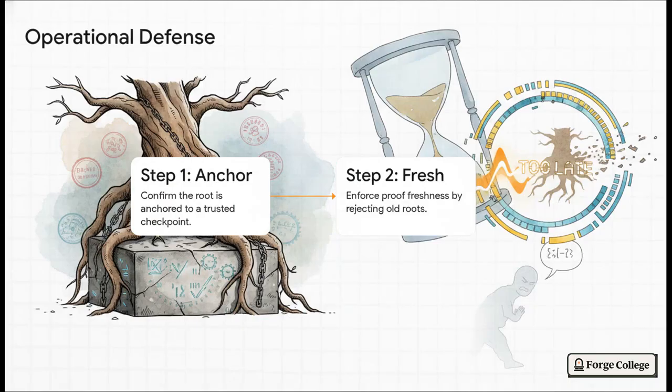And here is our operational defense workflow to handle exactly that. Step 1, confirm the root is anchored to a trusted, timestamped checkpoint. Basically, this means we check multiple trusted sources to make sure this root is currently recognized as the absolute truth. Step 2, enforce proof freshness. We just outright reject roots that are older than our configured maximum age. By implementing these freshness checks in your verifier, you effectively freeze out those time-traveling replay attacks. You're essentially telling the attacker, hey, your math is good, but you're just too late.